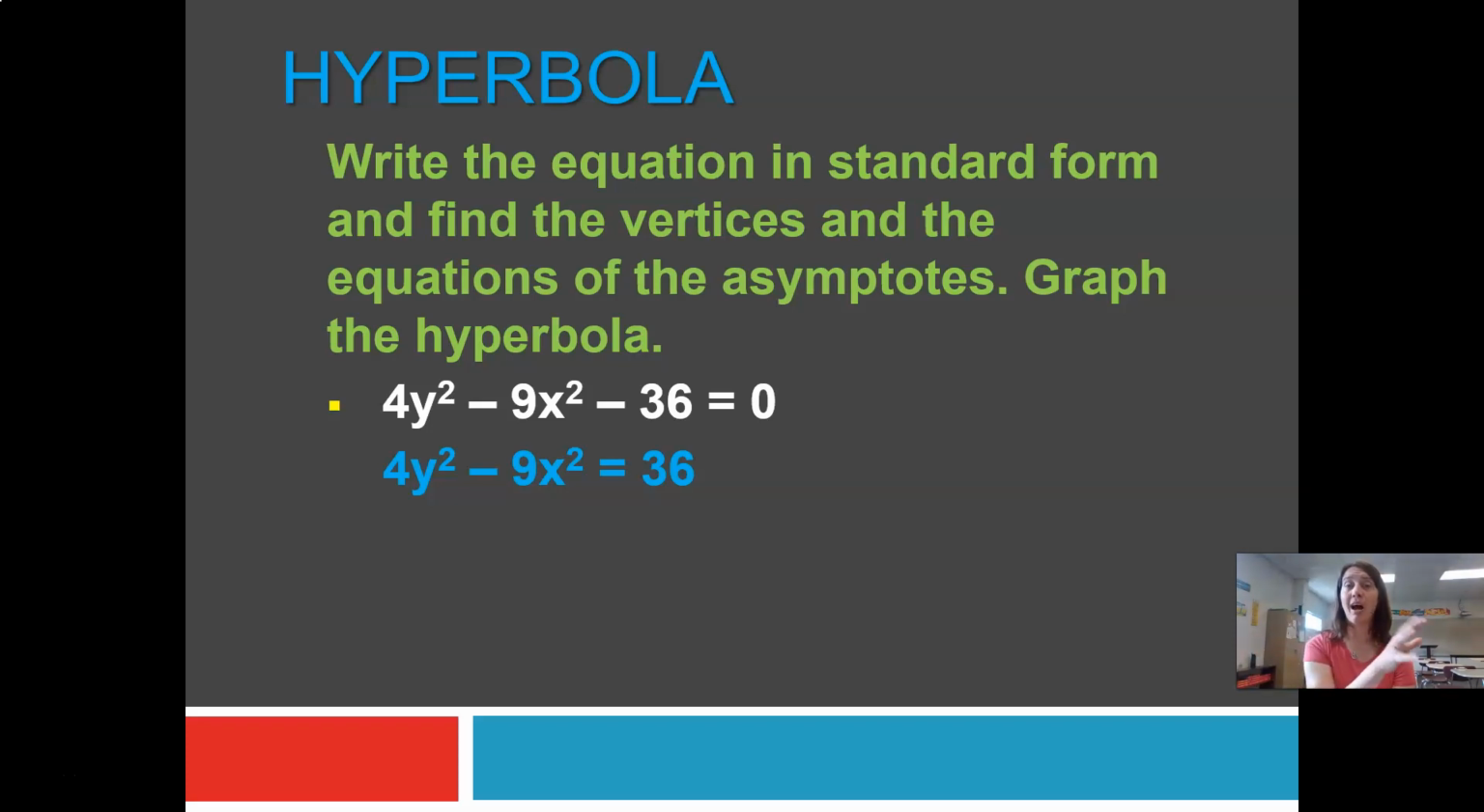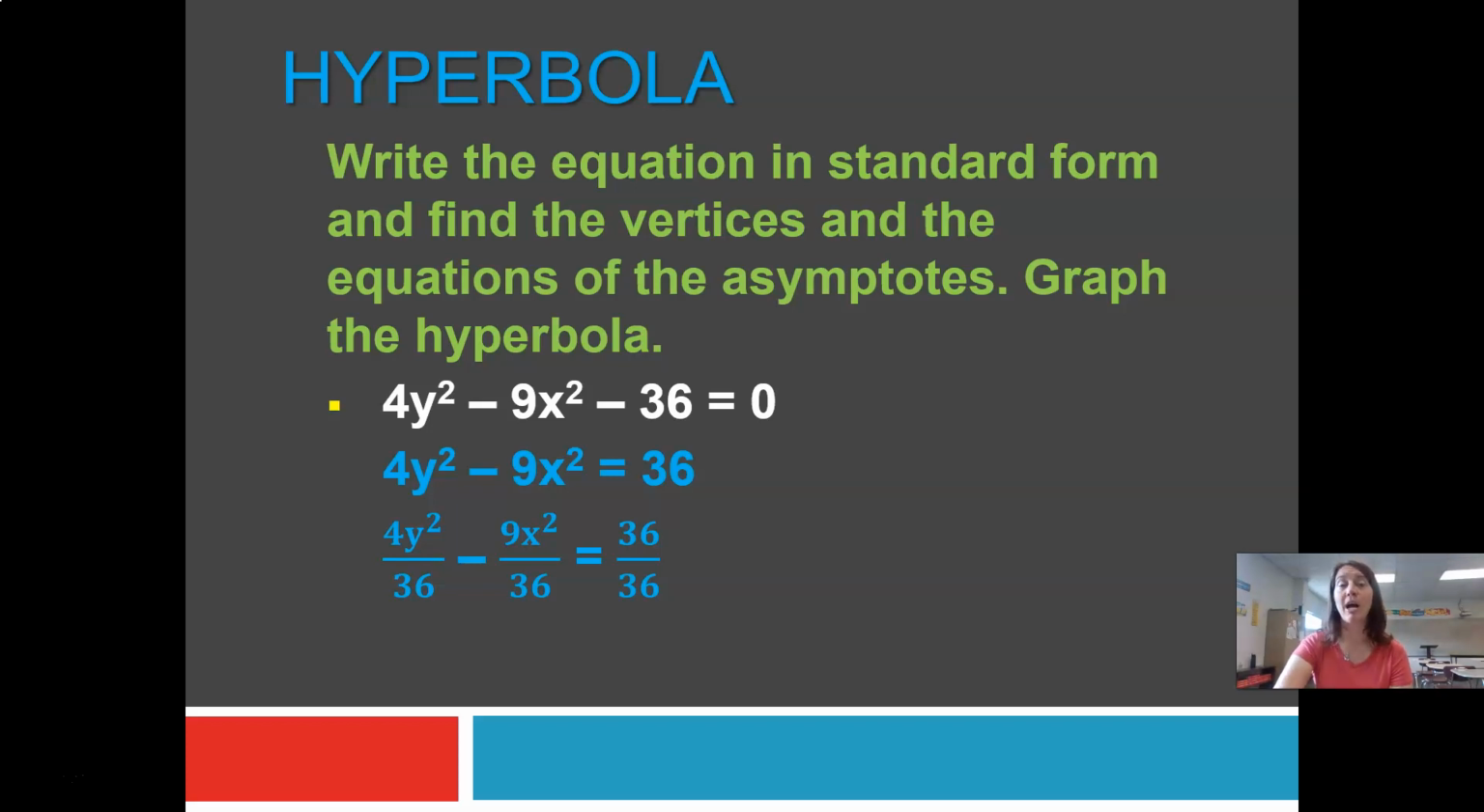We don't want any constants off by themselves on the left-hand side. All we wanted was those fractions on the left-hand side. The constant was on the right-hand side. Well, what are we missing to make this into standard format? We're missing the fractions. How do I make these into fractions? And I also have to have the equation equal to 1. I'm going to have to divide by that 36 that's on the right-hand side.